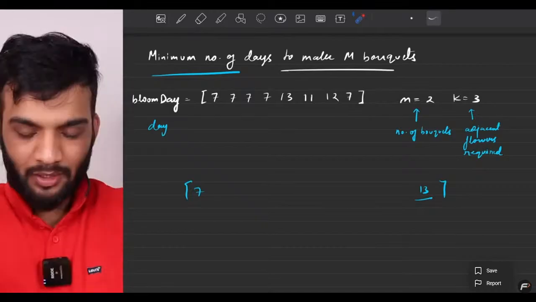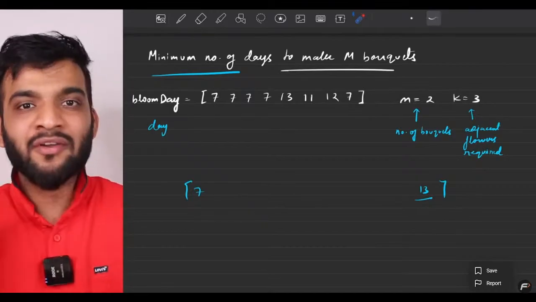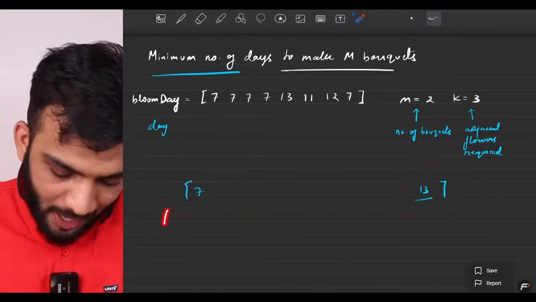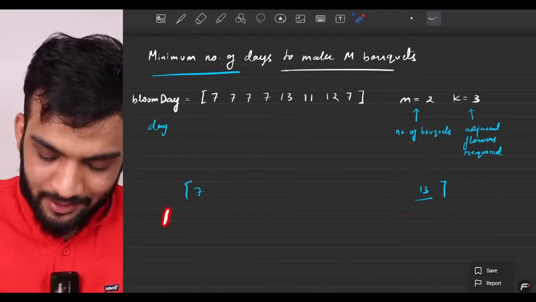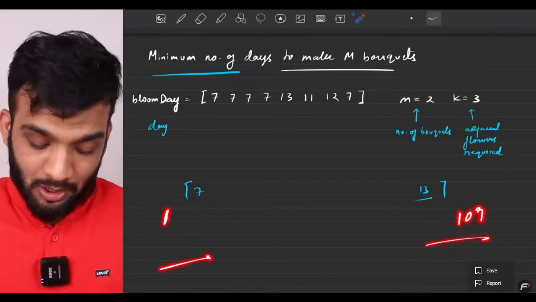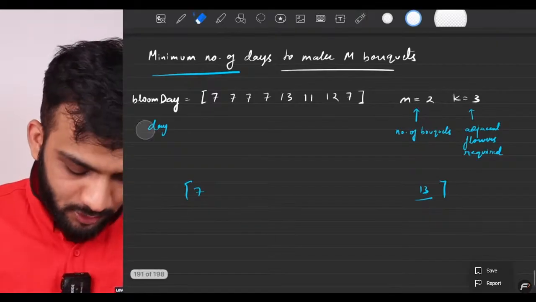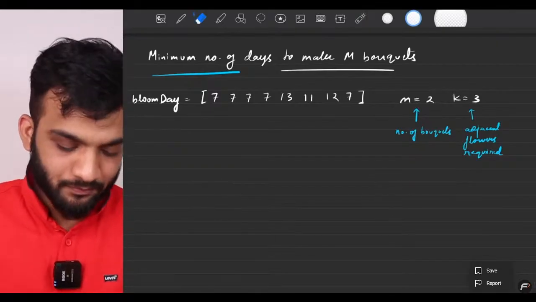Remember, in order to approach these kinds of questions, the first thing is figuring out the range. Again, you can even take this as 1, and you can take this as some big integer as well. That will also work, but the goal is to minimize the range as much as possible. So what I've done is I've taken 7 and 13.